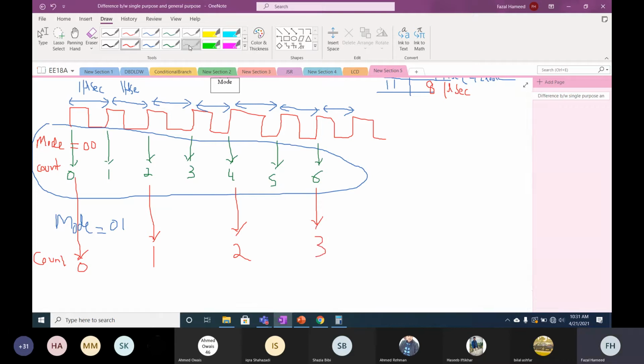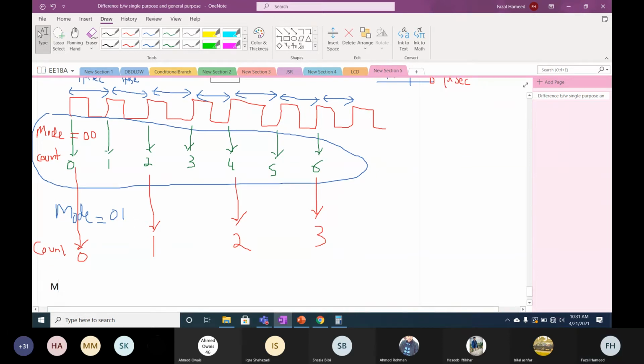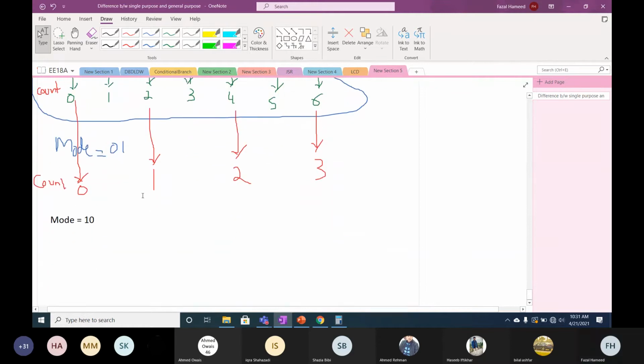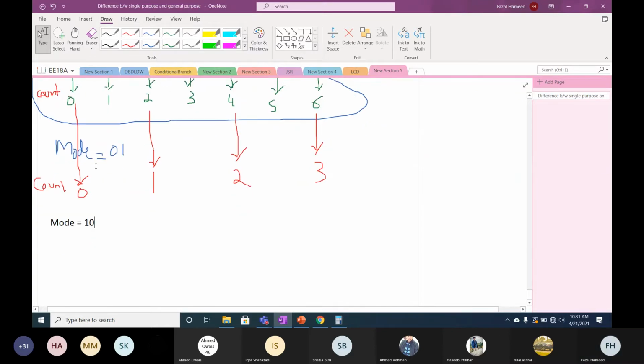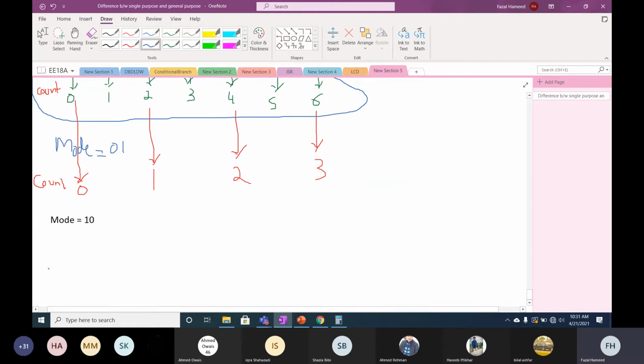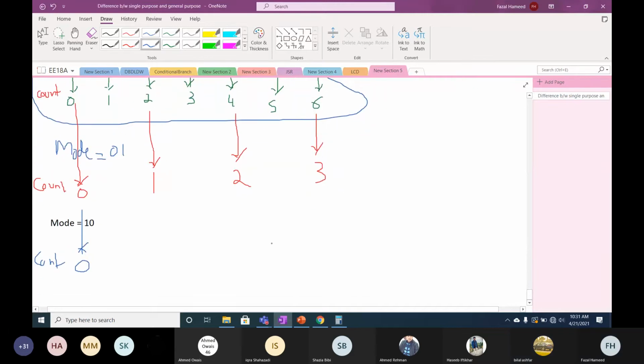And similarly, if we change the mode bit, mode is equal to 1 0. So you look at the mode bit, mode is 1 0. Then what happens? Now what will be the count at this point? The count will be 0. And when will it be 1?